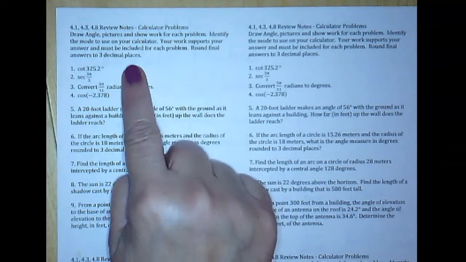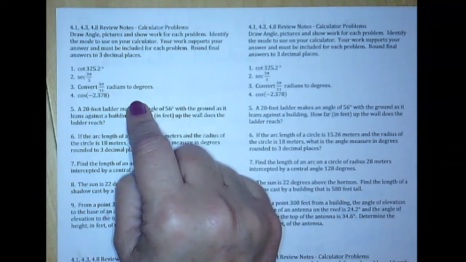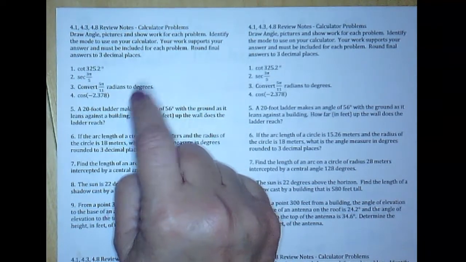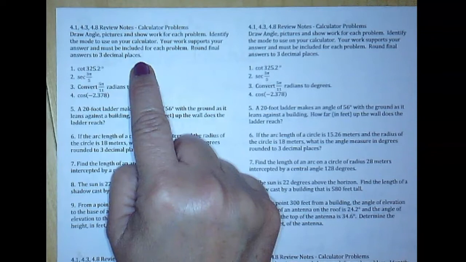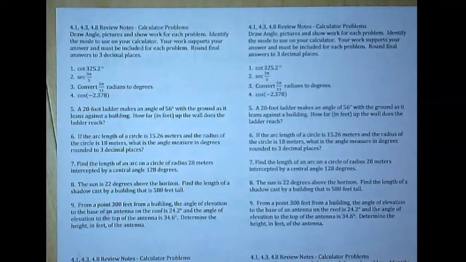So the first set of problems that we're going to do are just using the calculator. For these problems, we're going to draw an angle so we have a picture to work from. We're going to identify the mode on our calculator because that's going to change from problem to problem, and we've got to make sure we're in the right mode so we get the right answer. And then we're going to round our final answers to 3 decimal places.